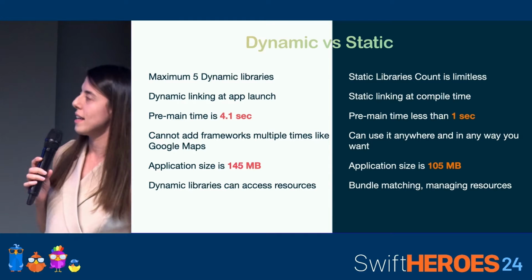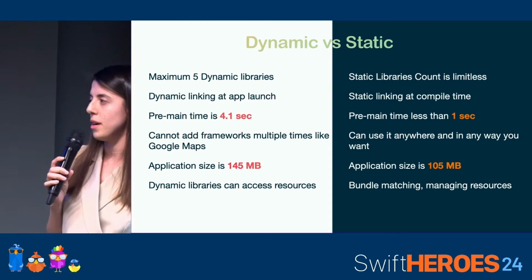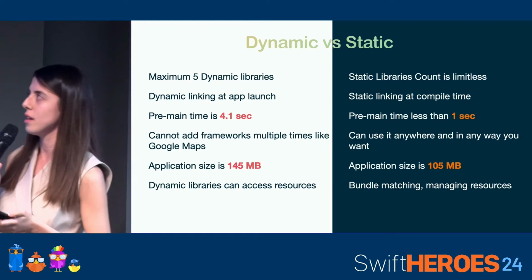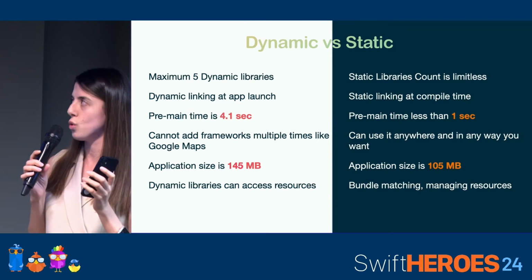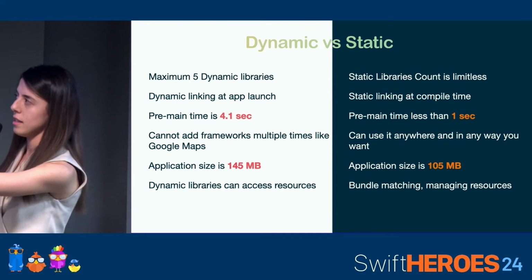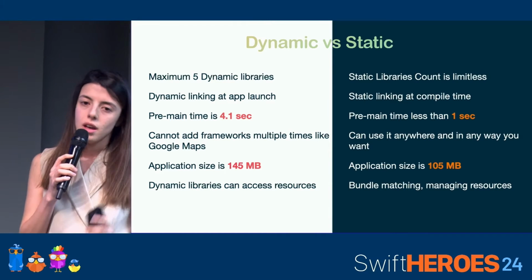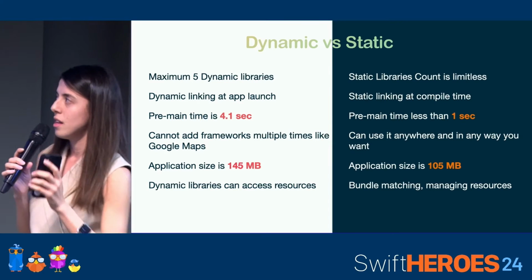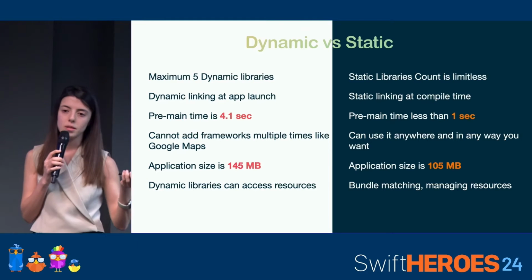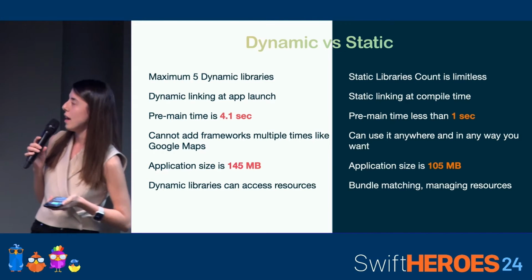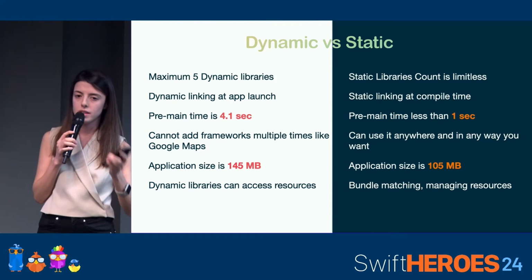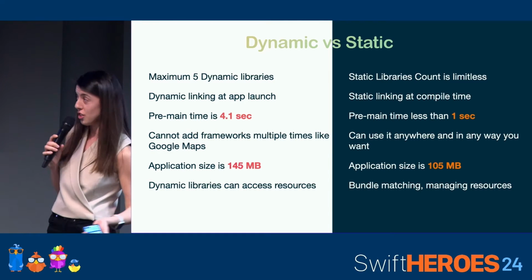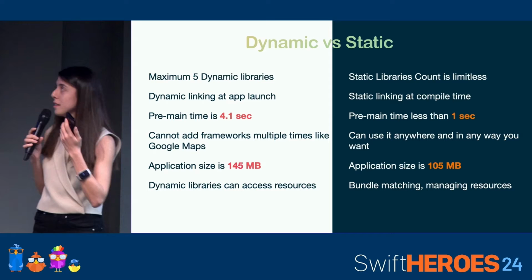Of course. At that time we used dynamic libraries to add all modules to our project. But when we analyzed our project, we discovered some problems with dynamic libraries, and you can see some of them on the slide. The first one is that Apple recommends a maximum of 5 dynamic libraries in a project, but nowadays we already have 170 modules, and that's why we have to choose static libraries to eliminate this problem. On the other hand, dynamic linking happens at launch time, whereas static linking happens at compile time.